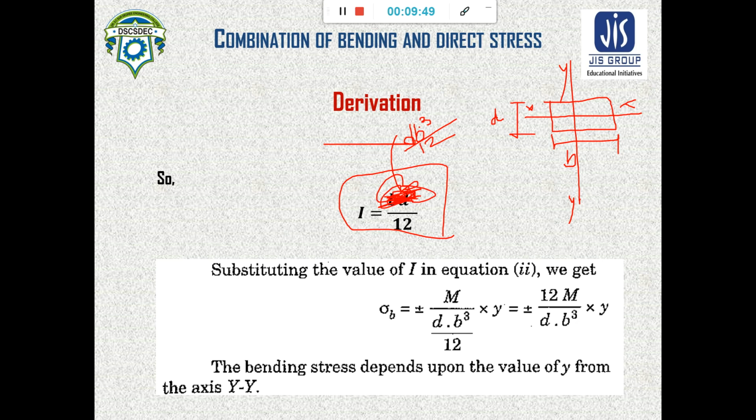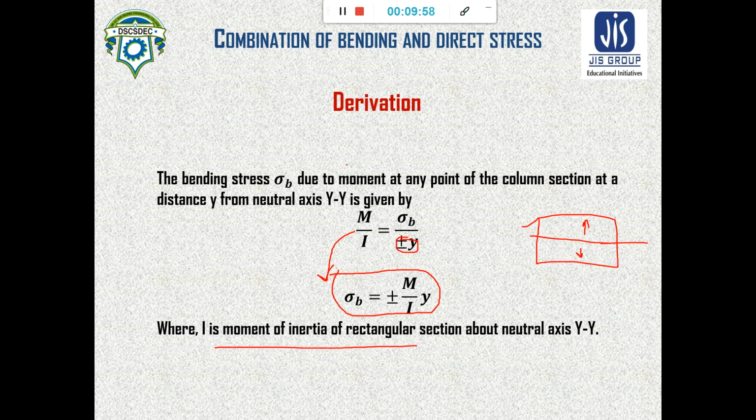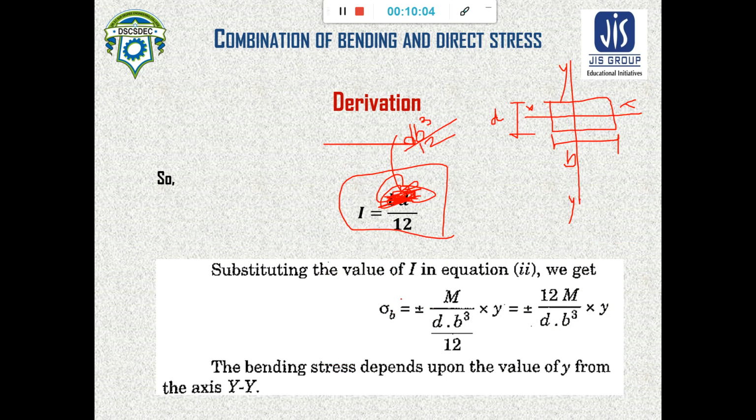Now if we substitute d b cube by 12 in the bending equation in place of I, the equation will look like sigma B is equal to plus minus M by (d b cube by 12) into Y, which simplifies to plus minus 12 M Y by d b cube. This is the bending stress, which depends upon the value of Y from the axis YY.